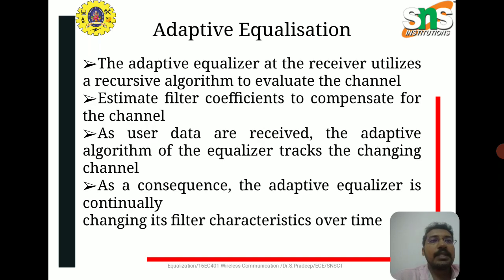The adaptive equalizer at the receiver utilizes a recursive algorithm to evaluate the channel. It estimates filter coefficients to compensate for the channel. As user data are received, the adaptive algorithm of the equalizer tracks the changing channel. As a consequence of the adaptive filter, the equalizer is continually changing its filter characteristics over time.